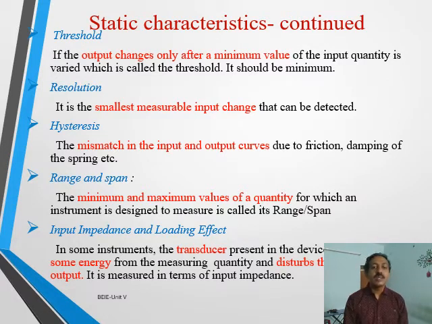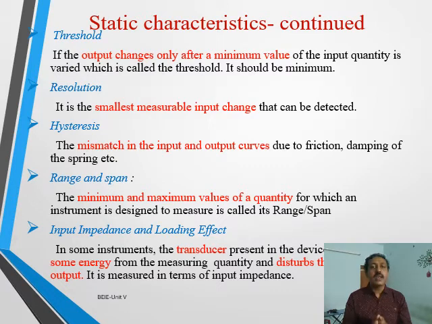Then hysteresis. It is the mismatch between the input and the output curves. There should not be any mismatch between the input and output curves. Sometimes a mismatch may occur due to friction, damping or spring tension, etc. Otherwise, the hysteresis loop will be a proper curve.